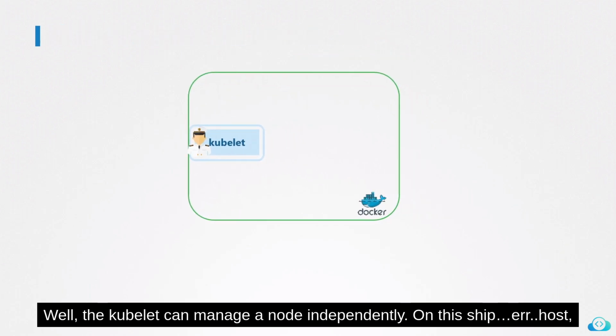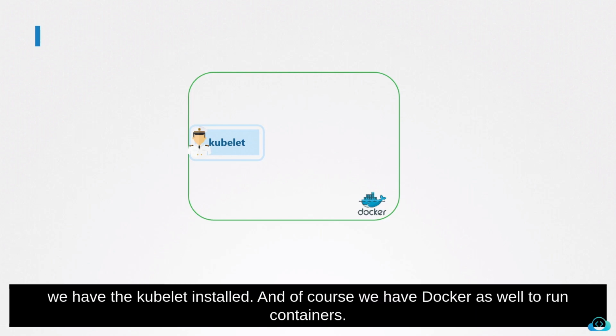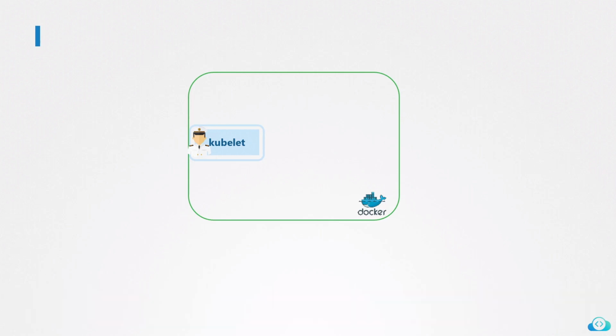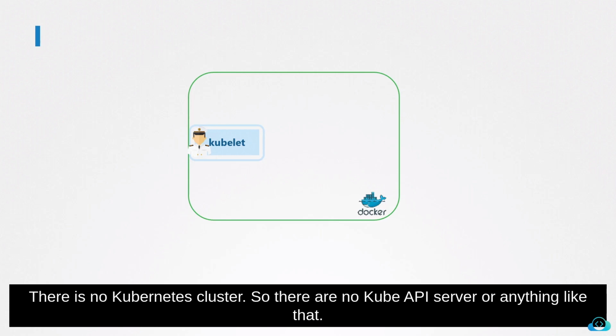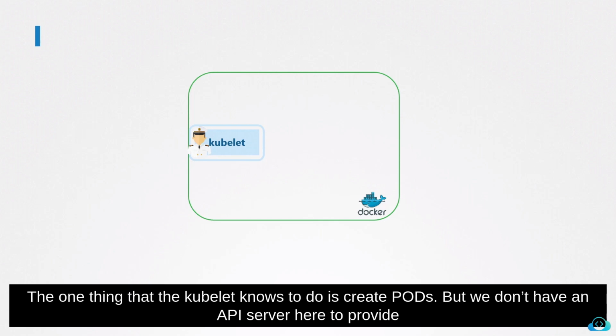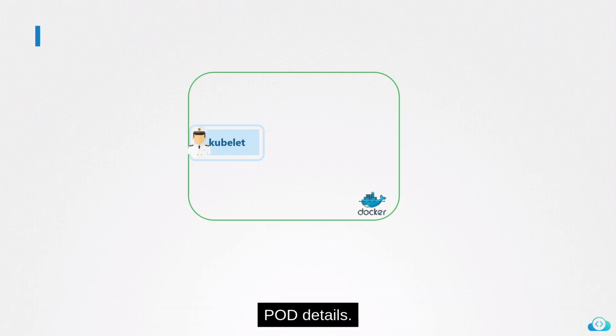On the ship host, we have the kubelet installed. And of course, we have Docker as well to run containers. There is no Kubernetes cluster, so there is no kube API server or anything like that. The one thing that the kubelet knows to do is create pods. But we don't have an API server here to provide pod details.